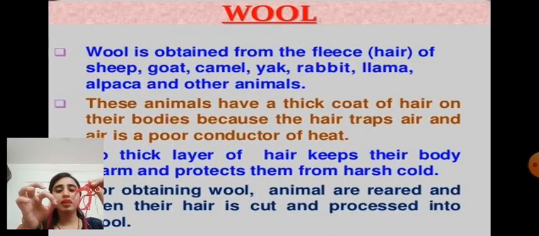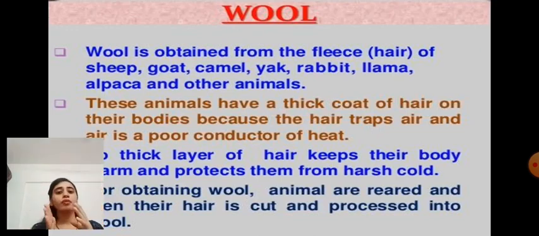This wool is obtained from sheep. When we cut the hairs of sheep, then in the laboratory this type of wool is formed, which is used in making sweaters at home. Wool comes from some animals like sheep, yak, camel or goat, because these animals have a thick coat of hair on their body to keep them warm during the cold winter season.